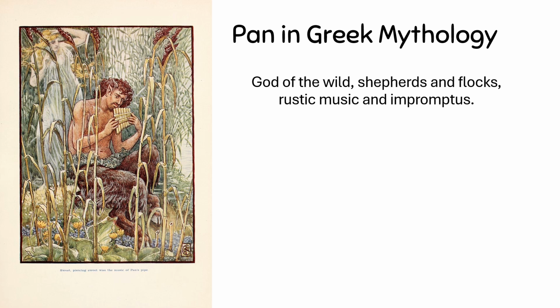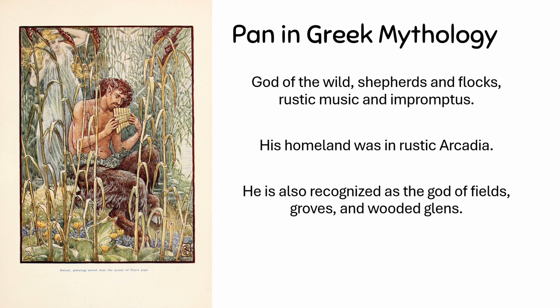Now you can see the words shepherds and flocks instantly stand out, because that's the type of image that we've got in this Arcadian type of location that we're reading about. Now his homeland was in rustic Arcadia, this utopian place where mankind and nature seem to be able to live in harmony without one destroying the other. And he's also recognized as being the god of fields and groves and wooded glens.